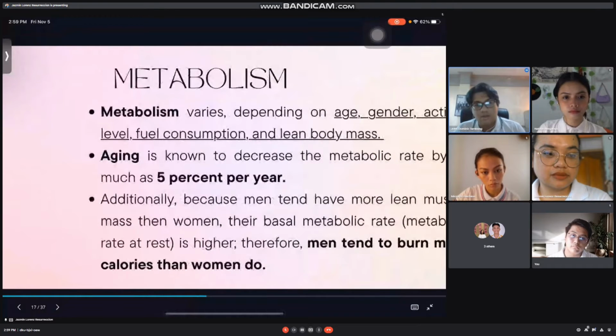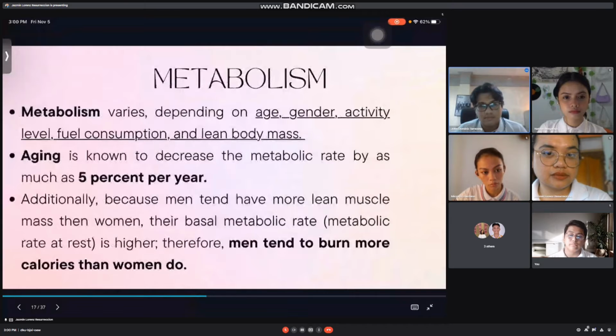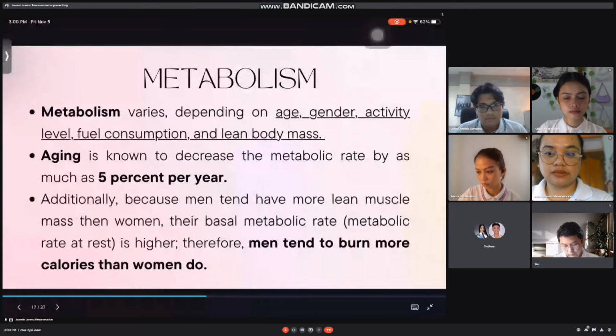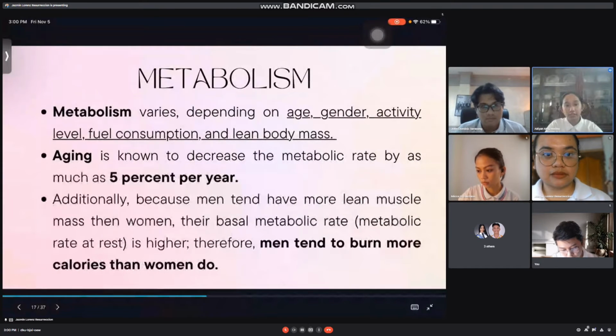Miss Malilay, would you like to read this part? Metabolism varies depending on age, gender, activity level, fuel consumption, and lean body mass. Aging is known to decrease the metabolic rate by as much as 5% per year. Additionally, because men tend to have more lean muscle than women, their basal metabolic rate at rest is higher. Therefore, men tend to burn more calories than women do. All right, thank you. Next slide, please.